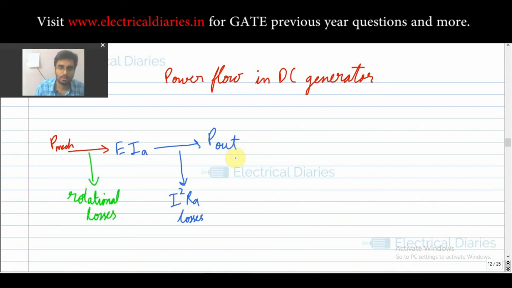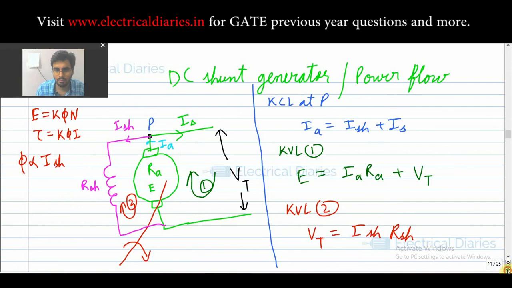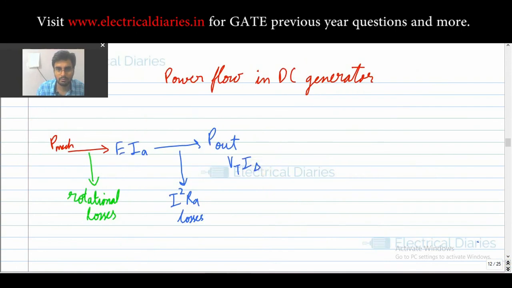And your P out is Vt into I, where I have taken the notation IS, so Vt into IS. So this is all about the power flow in the DC generator. If you just keep these things in your mind, then you will solve many questions. So this is all about this video.